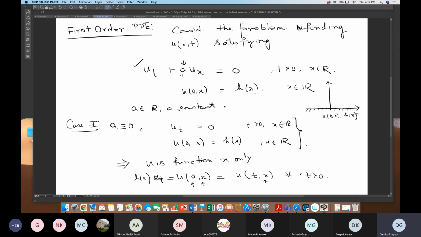First we assume a equal to 0. When a equal to 0, then u is constant along the t variable. So at any point (t, x), you just drop a line. This is the solution. So h of x equal to u naught of x. u is constant along t. So u naught of x should be equal to u of (t, x) for each x. This is clear because u t is equal to 0. That means u is constant along the t variable. So the value of u(t, x) should be equal to u0 of x. And what is the value of u0 of x? h of x. So we get a solution u(t, x) equal to h of x for all t if a is 0.